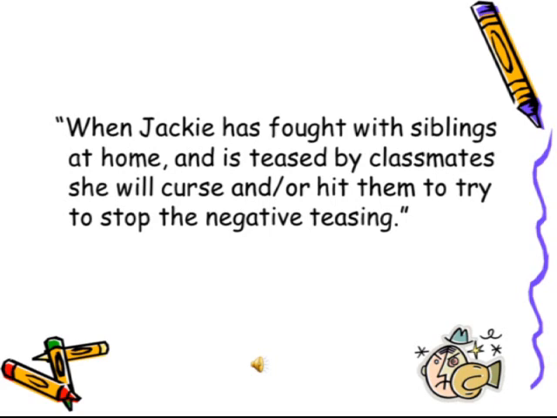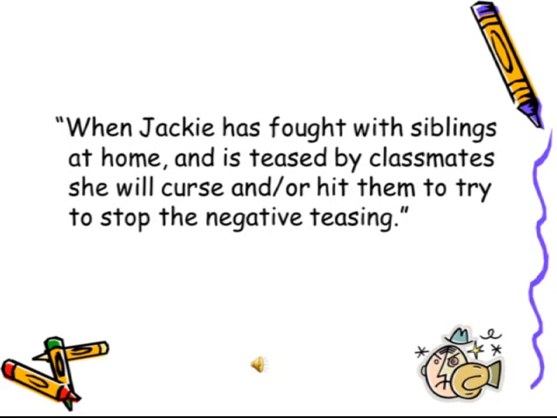Maybe when Jackie hasn't fought with siblings and she gets teased by classmates, maybe on those days she just ignores it. But if she's fought with her sibling, then it just puts her over the edge. I mean, setting events are sometimes hard because they're not happening in front of you and you don't always see them. You have to rely on communication with home sometimes, and sometimes that's not really good.